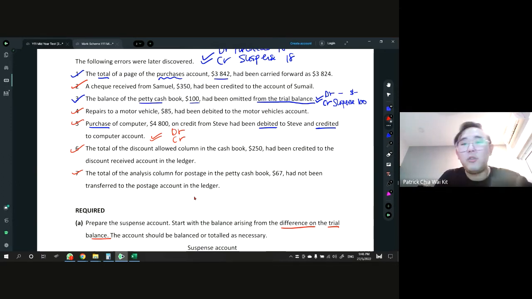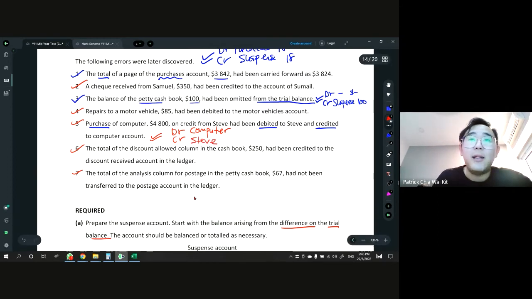We are buying computer, so got more computer, so DR computer. Okay, supposed to DR computer. And who do we CR? We CR Steve because we didn't pay. We buy on credit. So supposed to be like this. That's why you see they go and debited Steve and credited to computer, right? So it's reversed already.